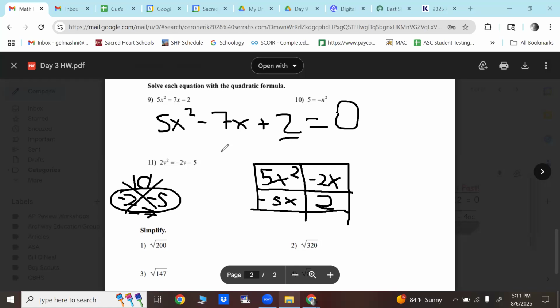So this is the correct way to do it, right? Yeah, then what can you take out of that first row? X. Yeah, just x in the first row. Yeah, so good. Keep going. You're doing great.